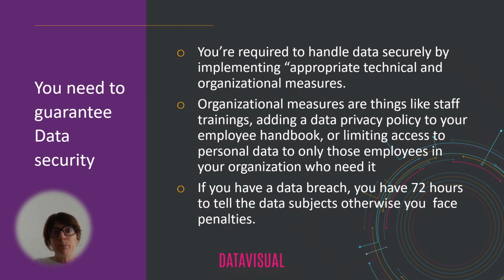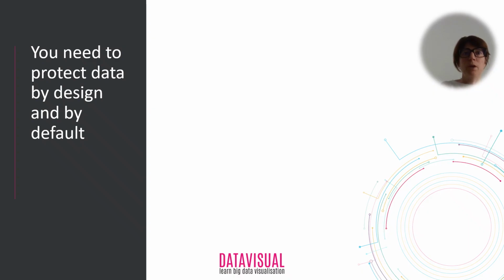If you have a data breach, you have 72 hours to tell the data subjects, otherwise you face penalties. This notification requirement may be waived if you use technological safeguards, such as encryption, to render data useless to an attacker. From now on, everything you do in your organization must, by design and by default, consider data protection.